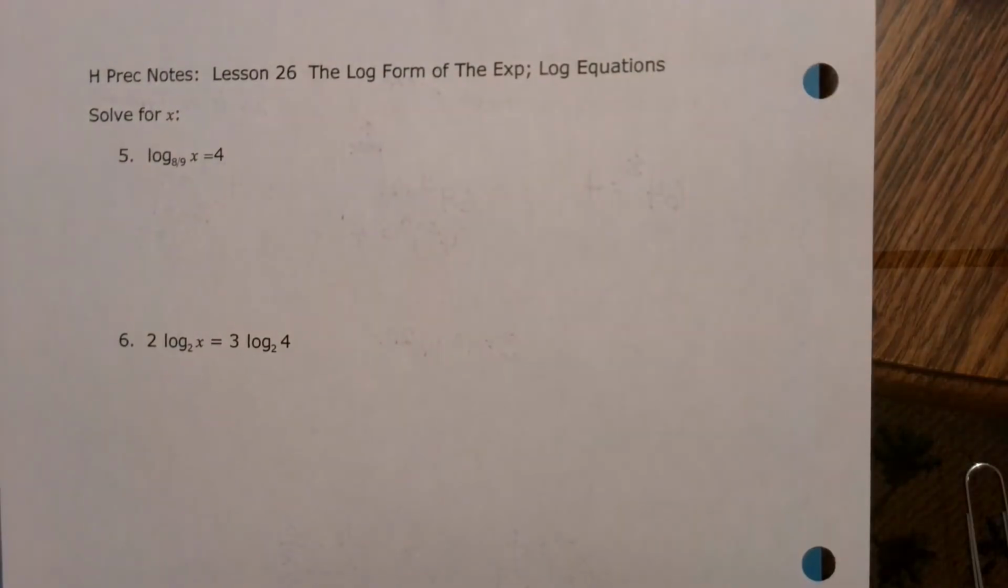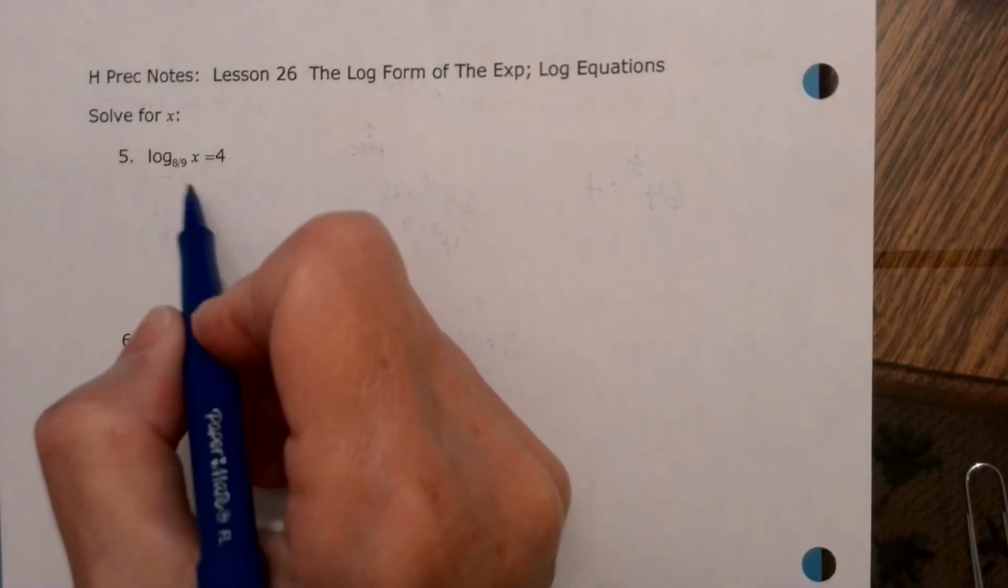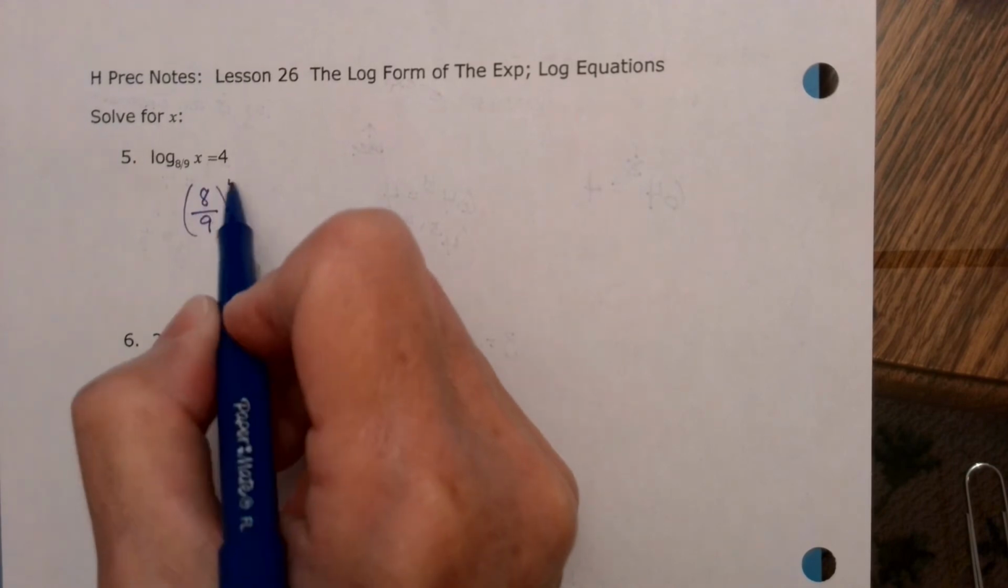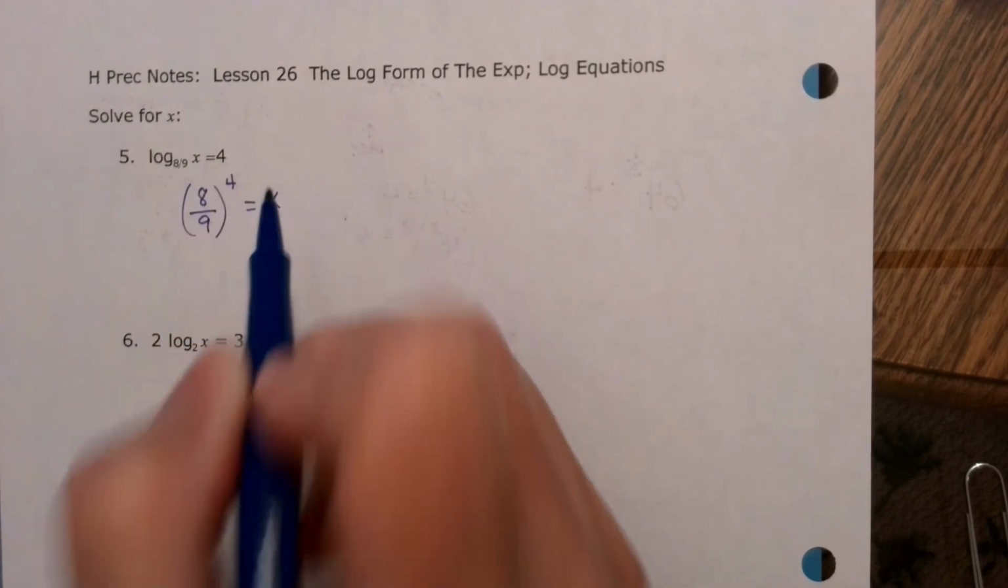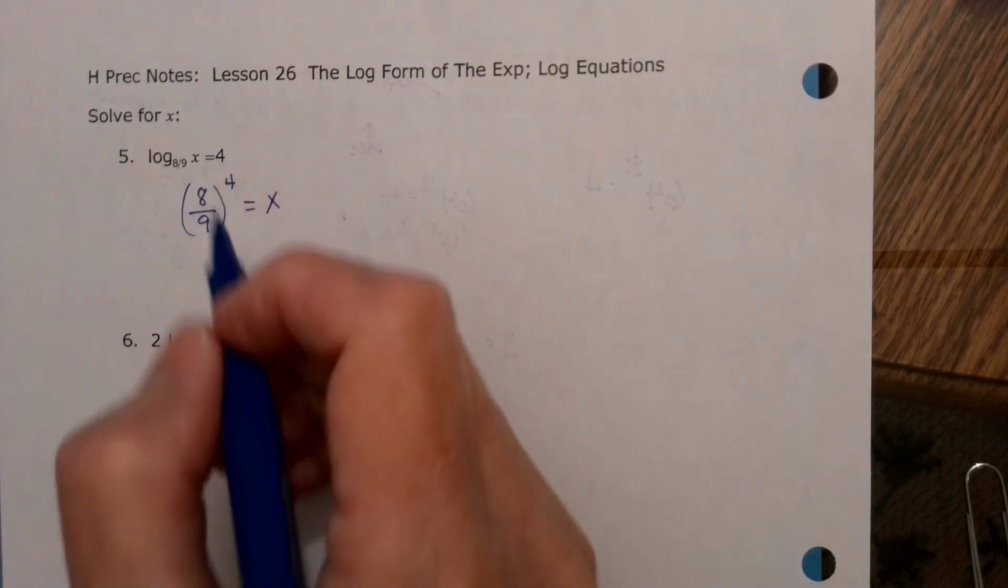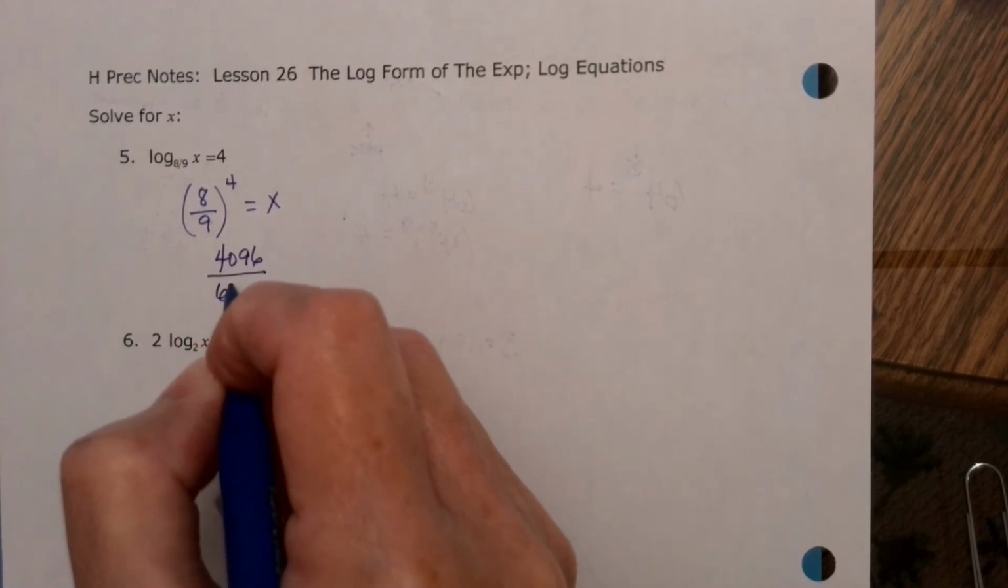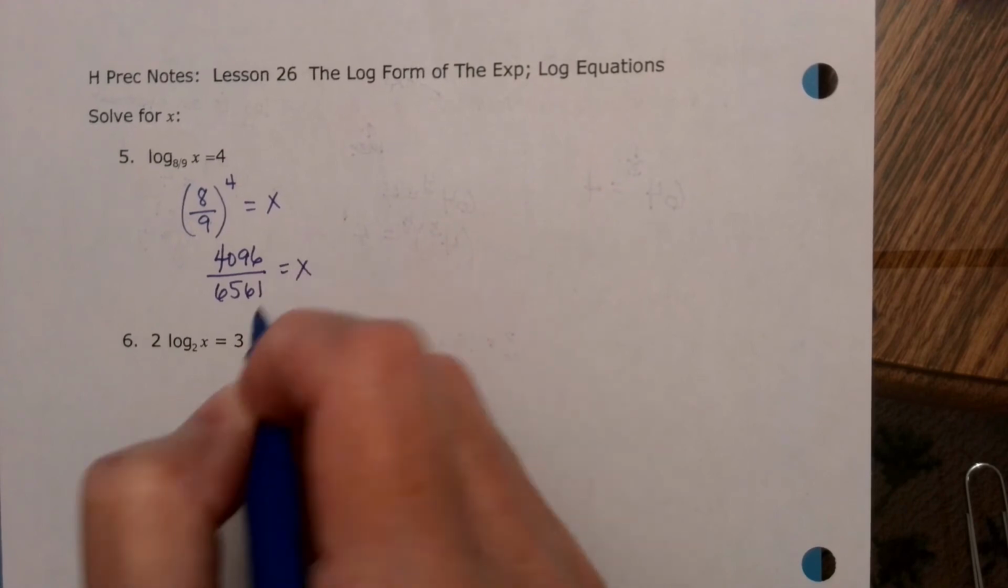Okay, let's try another one. So we have 8/9 to the 4th power equals x. Okay, so then you just take each of those to the 4th power. You can do that in your calculator, and you get what x is.